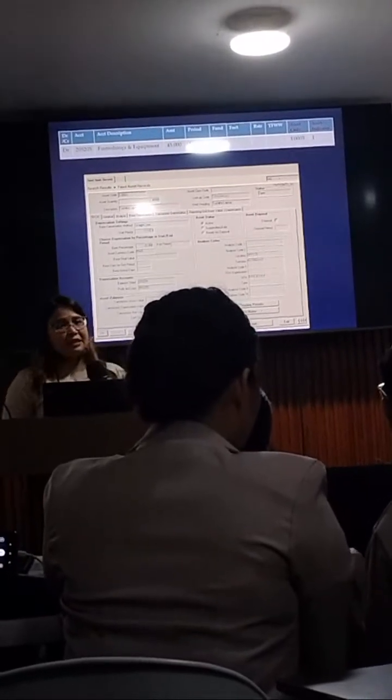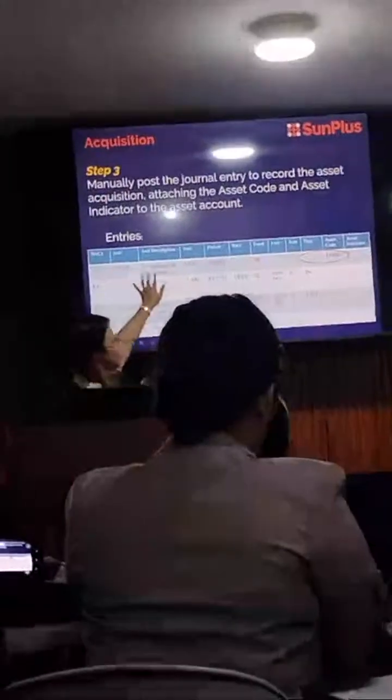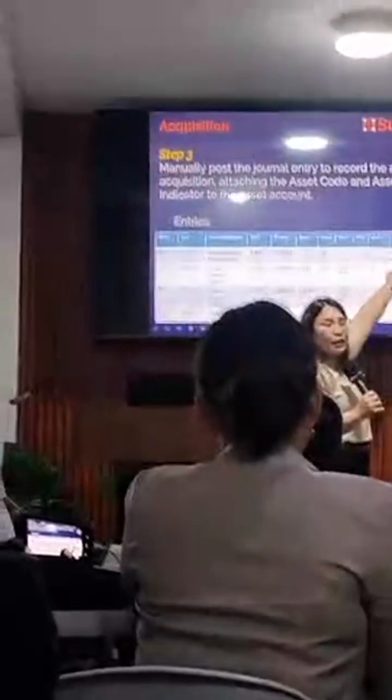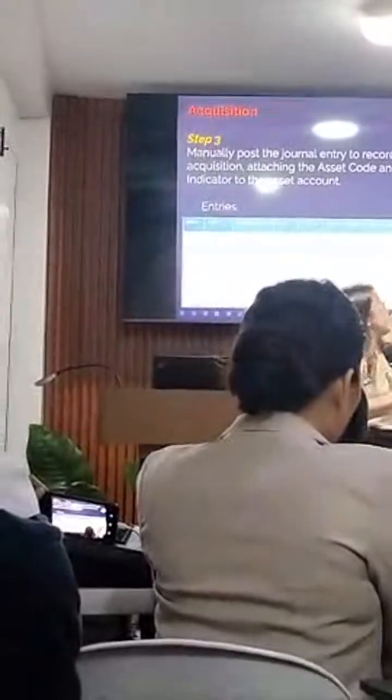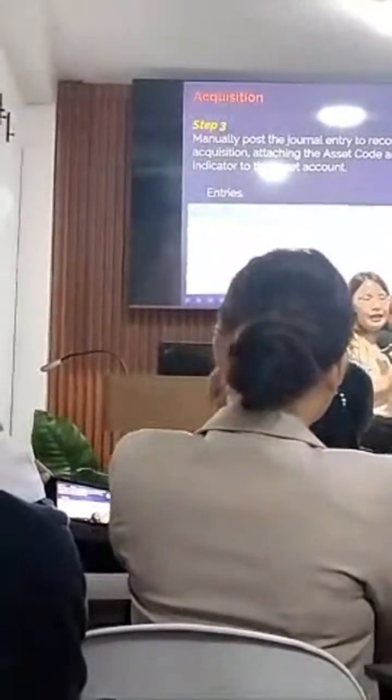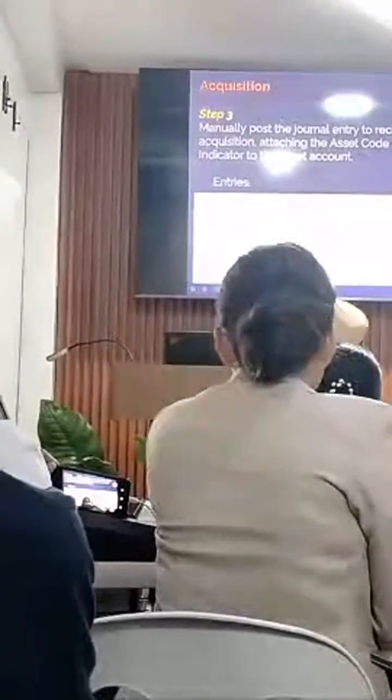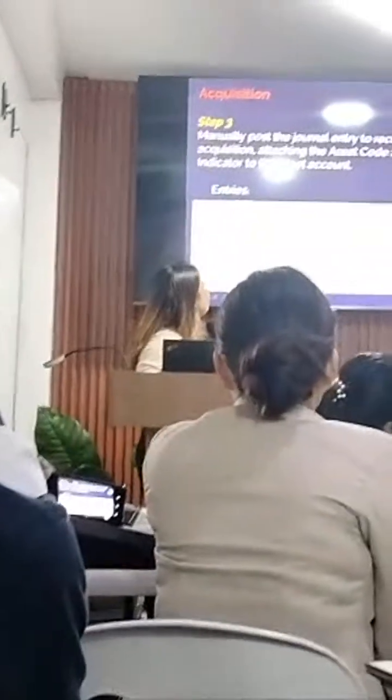So, if you want to correct it, you have to reclass it or you have to reverse it. How do you reclass it? If you debited this, tapos you use the wrong code, you need to credit it with the incorrect code, and then you debit the one with the correct code. Same indicator initial. That will correct it. Okay? Sige, let's move on.